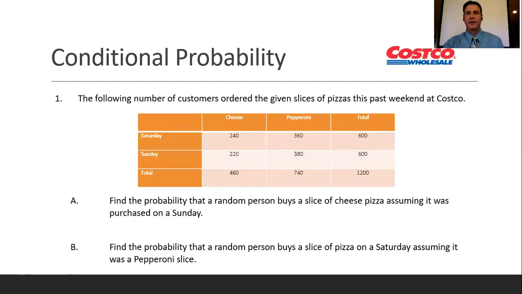Well, here's what I have, and I'm gonna lower myself a little bit here. I have the same table that I've used in the past regarding Costco slices of pizza. As I read this first question, we're assuming that we're looking at people who bought a slice of pizza. What is the probability that a random person who bought a slice of pizza buys a slice of cheese, assuming, I'm gonna underline that, it was purchased on a Sunday? If we're assuming that it was purchased on a Sunday, the overall total doesn't really come into play a whole lot because I'm only concerned about people who bought on a Sunday. So let me look at the people who bought on a Sunday.